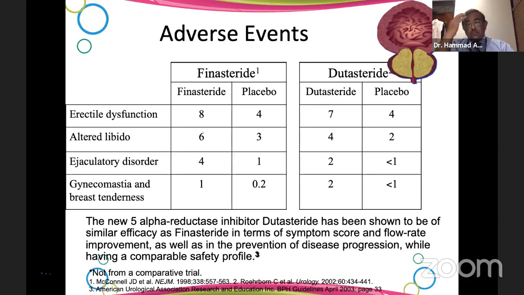Their side effect profile is also not very different. Erectile dysfunction, decreased libido, ejaculatory disorder, gynecomastia, and so these are all an indication of testosterone blockage. So remember that patients who are young and who are sexually active, you should be very careful in prescribing finasteride and dutasteride, because both of these drugs can cause significant sexual dysfunction.